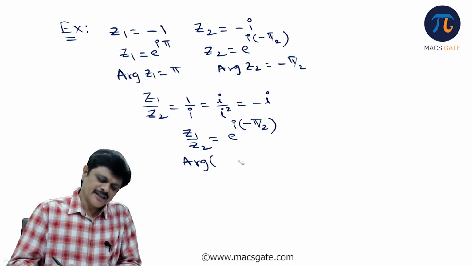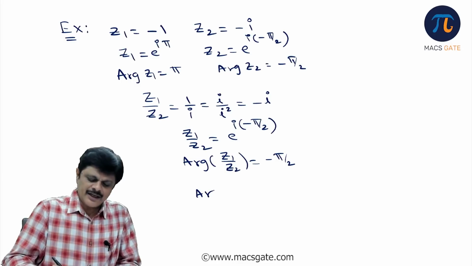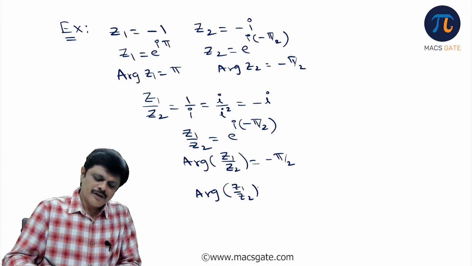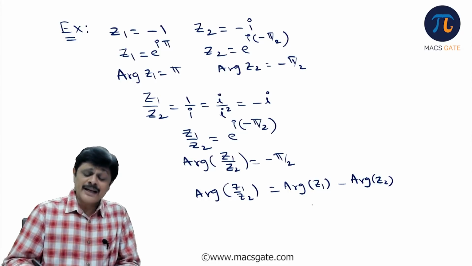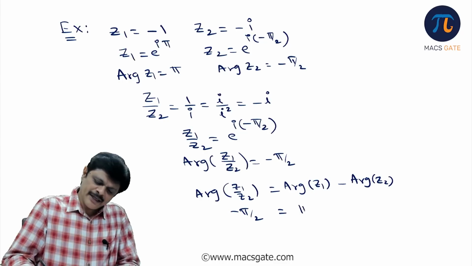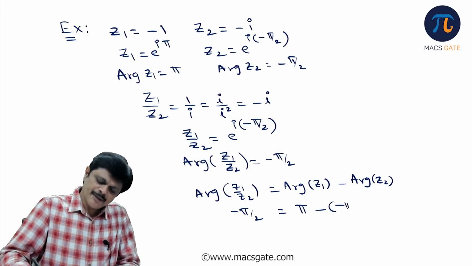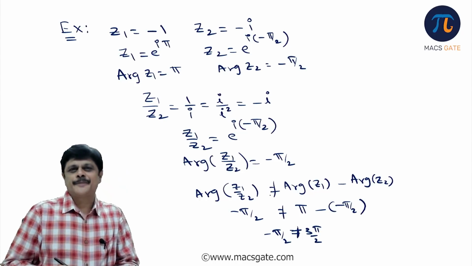I am taking z1 by z2. So what is the principal argument of z1 by z2, sir? Minus pi by 2. Now we wrote argument of z1 by z2 is equal to argument of z1 minus argument of z2. Actually we wrote it for small argument. I am writing it for principal argument and I am verifying it. z1 by z2 is what, sir? Principal argument minus pi by 2. And this is argument of z1 is pi minus argument of z2 is minus pi by 2. So that is 3 pi by 2 and it is minus pi by 2. Are they equal? No, no, no.